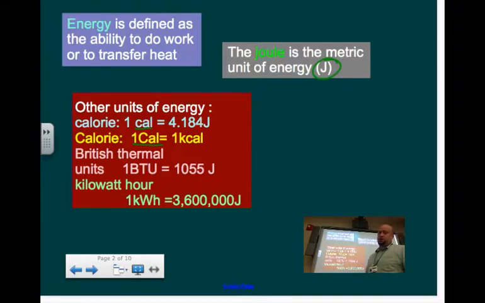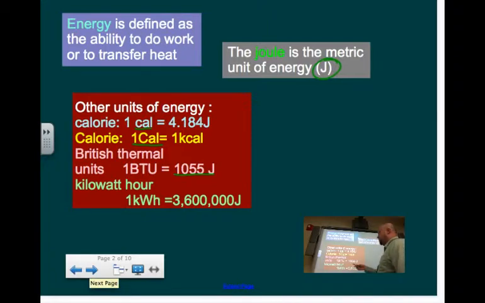Sometimes we'll talk about things in terms of British thermal units, and so 1 BTU is about 1,000 joules, okay, rough estimation. Obviously it's actually 1,055 joules, but you can make a really rough estimate that a BTU is pretty close to a kilojoule.